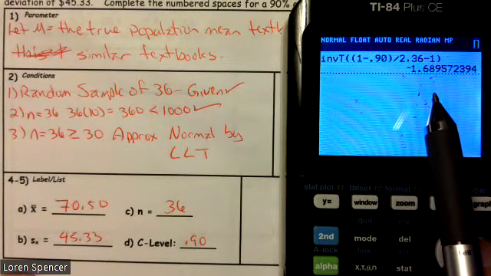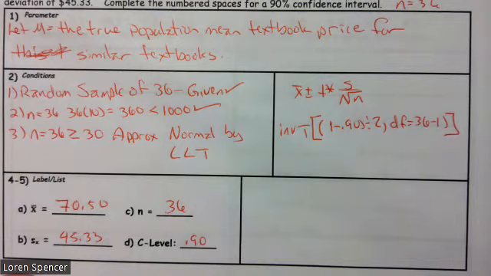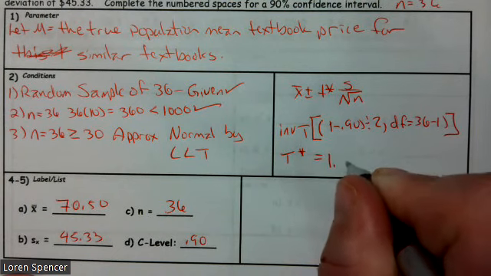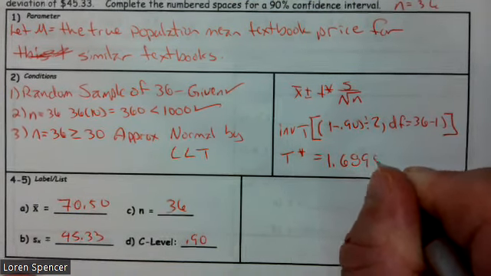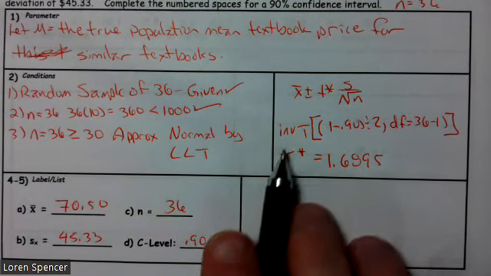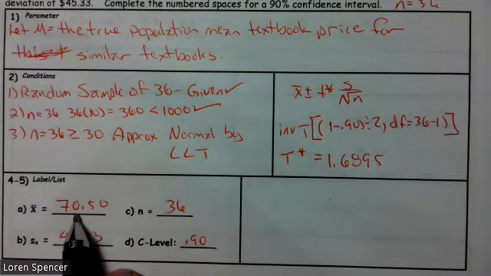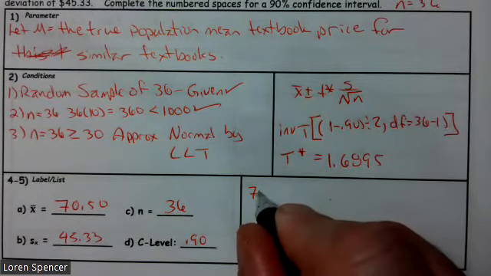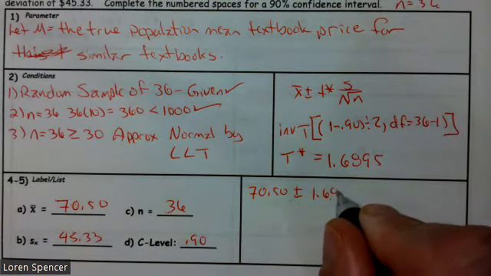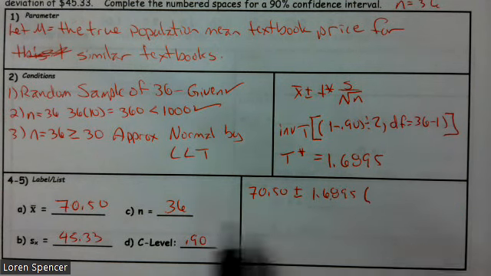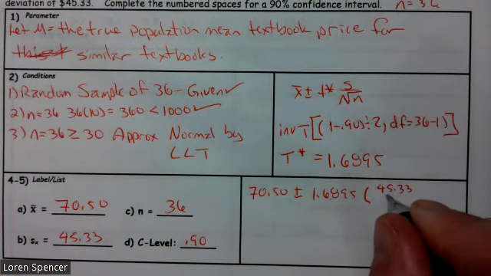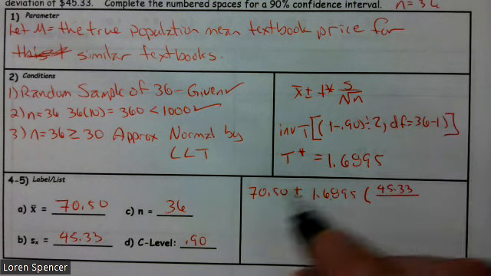And we end up getting negative 1.6895. We're going to go ahead and make our T star equals 1.6895. All right, the next thing is we'd plug all that information in and find our interval. So we would go 70.50 plus or minus 1.6895 times S, which is 45.33, divided by the square root of 36.